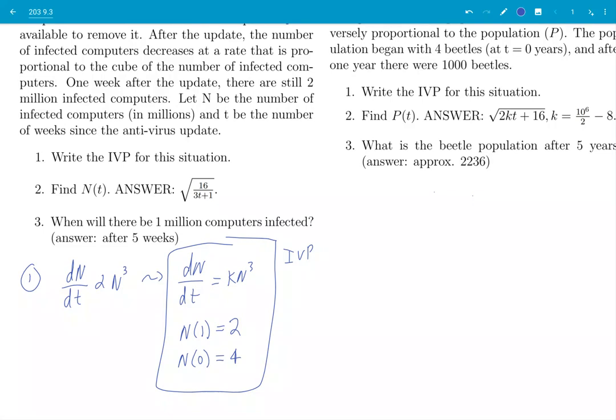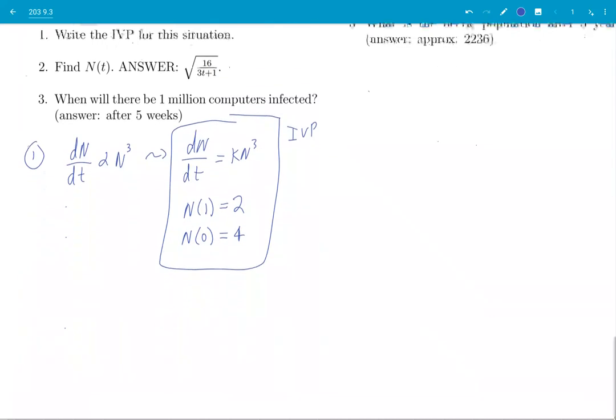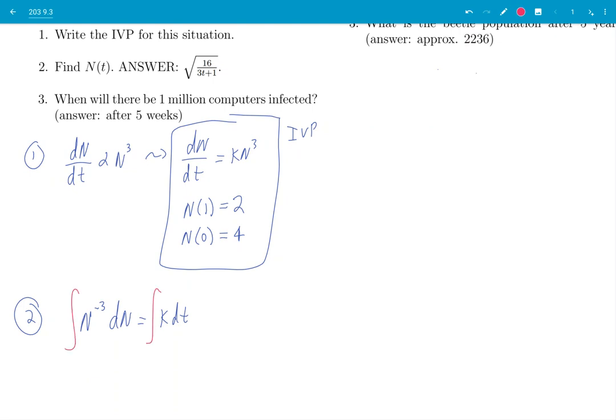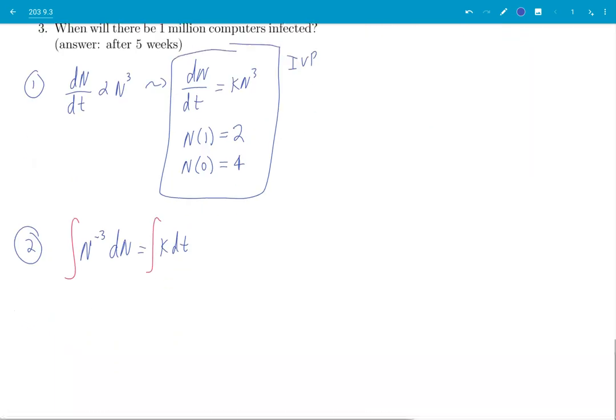Now they want me to solve for n. Do I have to? Yep, okay. So I separate. What do I get? n to the minus 3 dn is equal to k dt. Then you perform an integral on both sides. Here you get n to the minus 2 over minus 2 is kt plus c.